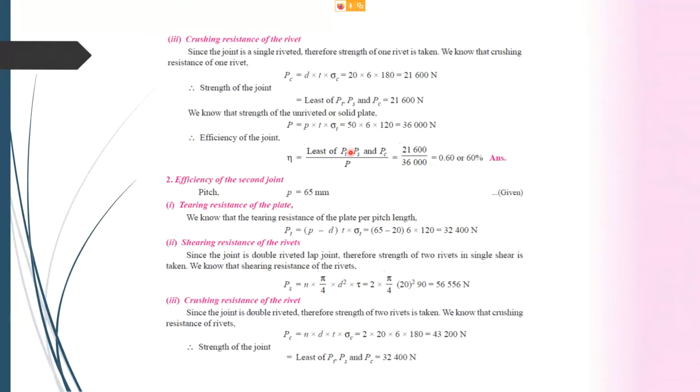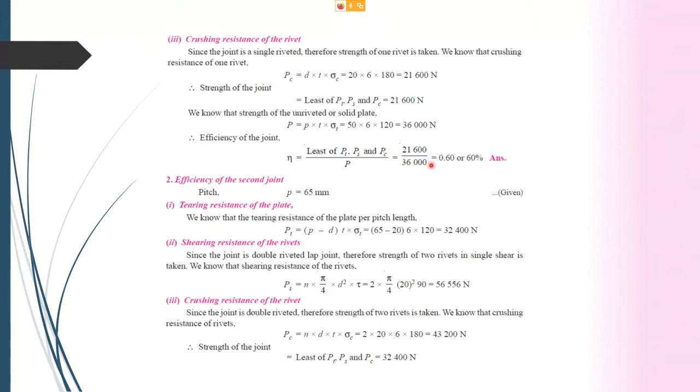This gives you millimeter square times 120 Newton per millimeter square, so you get 36,000 Newton. So you pick the least, that means the smallest strength or the smallest force among the three. So that is what you have chosen, 21,600.